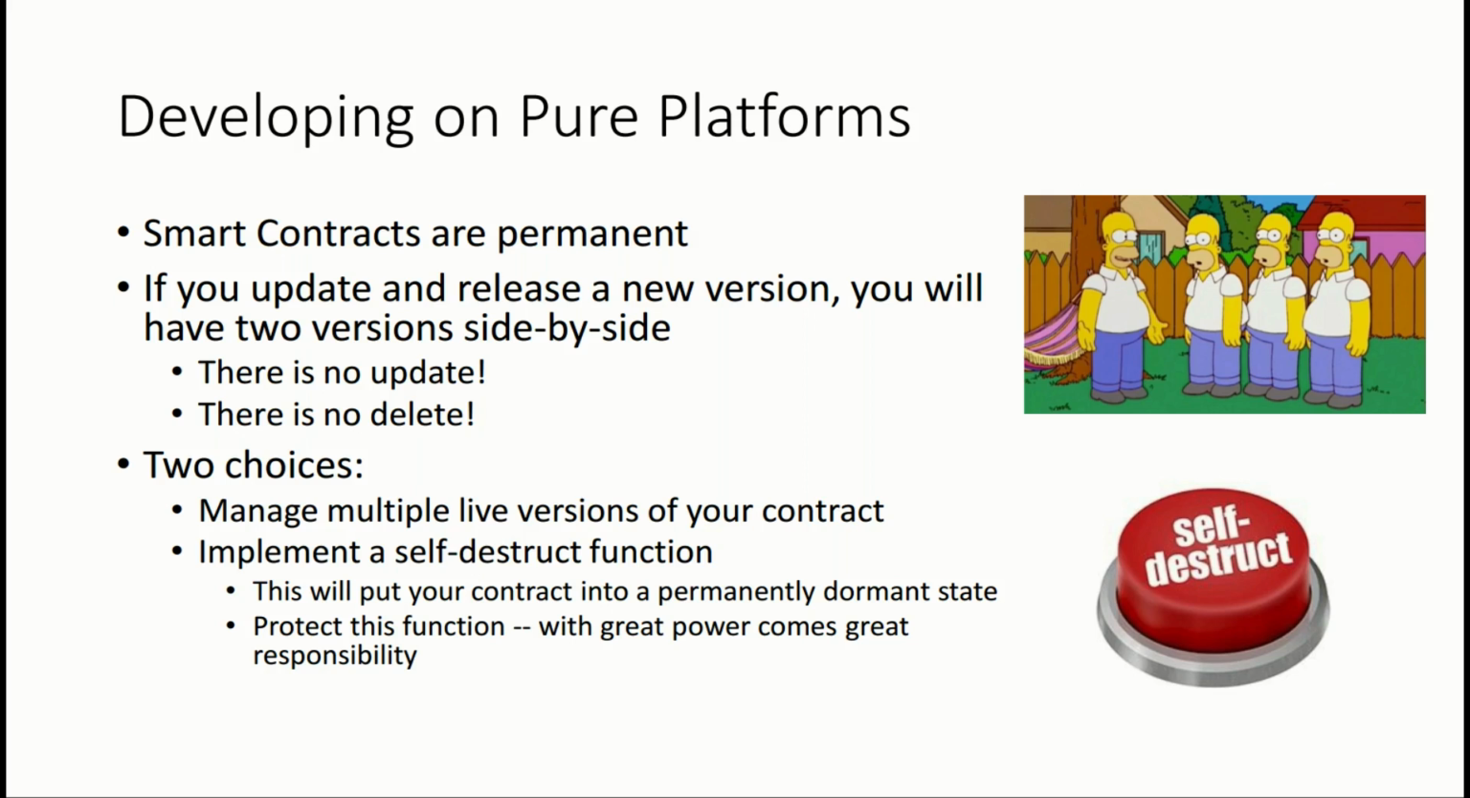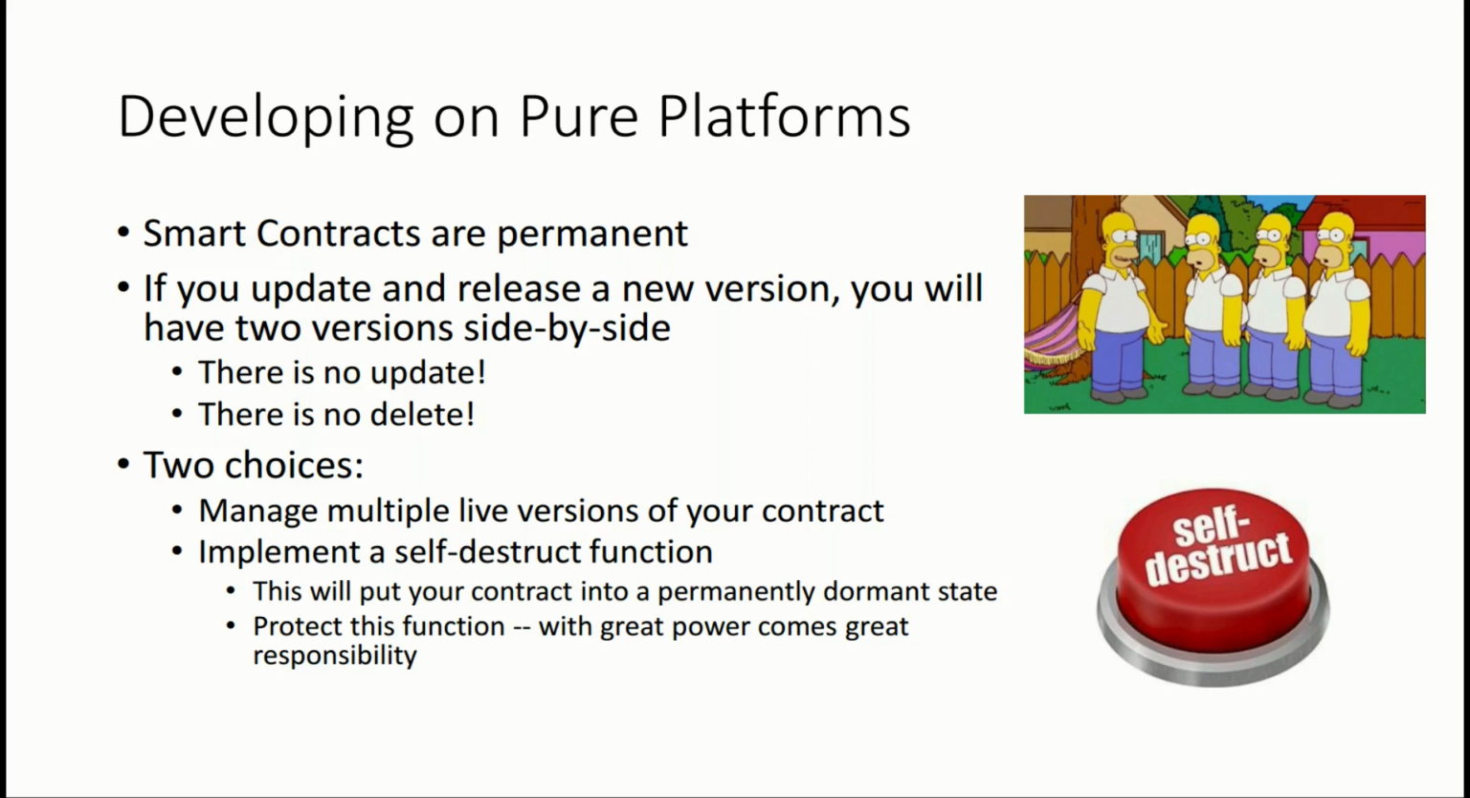You only really have two choices, and either way you go, you need to do a lot of planning ahead of time, because either way you go, you do not have an easy choice in front of you. The first way that you can manage this scenario is to figure out, okay, how am I going to manage these multiple versions of my smart contract all live on the blockchain, living side by side?